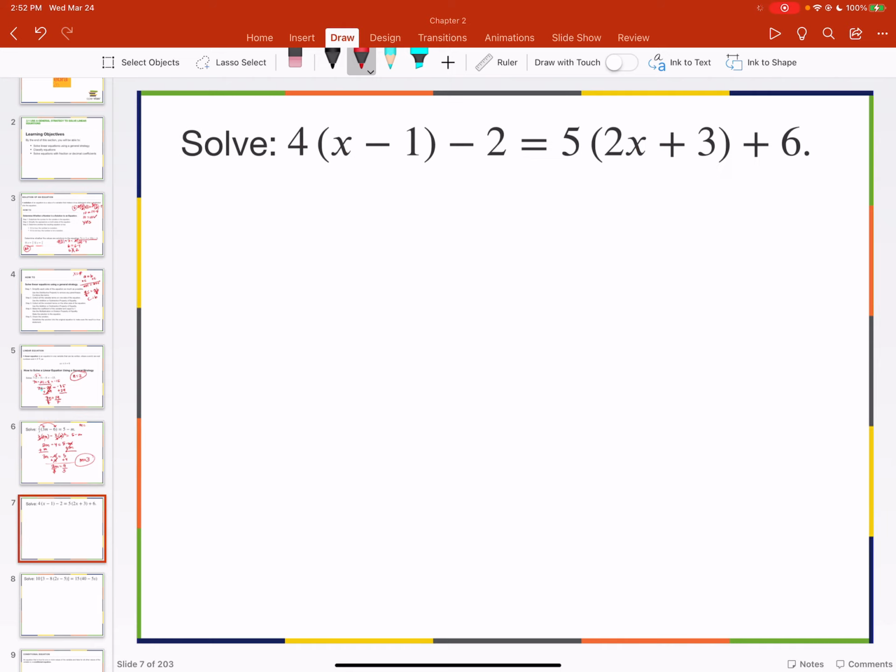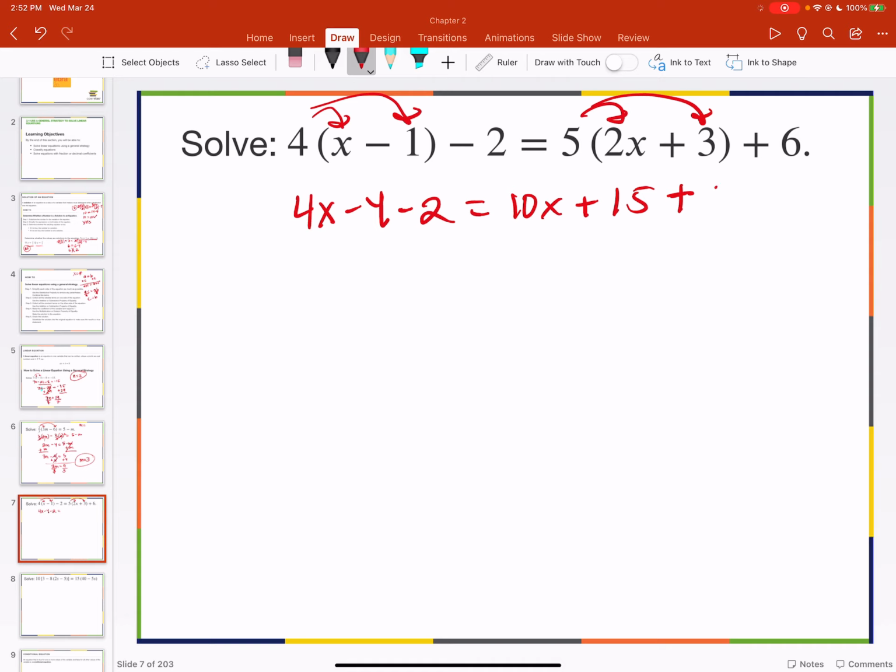Okay, so first, distribution and combining like terms on both sides. 4x minus 4 minus 2 is equal to 10x plus 15 is plus 6. Combining like terms, we get 4x minus 6 is equal to 10x plus 21. Okay, so I guess I can move the variable terms over.